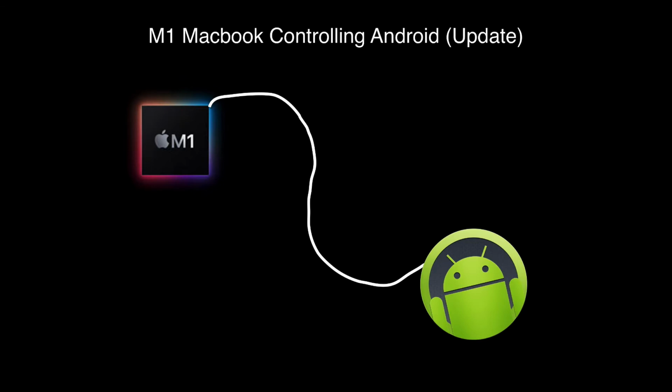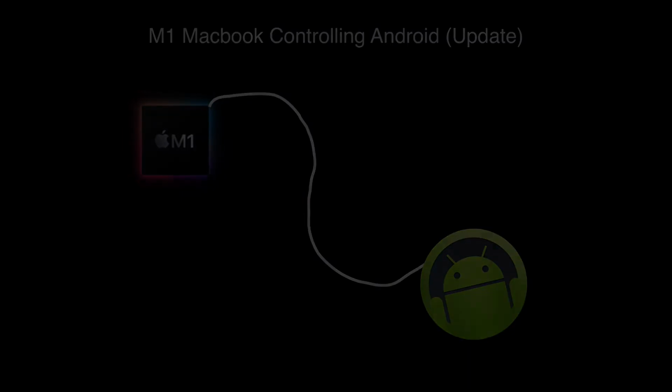Hello YouTube. In this episode, we will show you an updated version of how to control an Android from a Mac. This time we will use a GUI for the scrcpy program. There are some GUIs for it, but last time I checked, only this app you'll see soon is working well on M1 Mac. Let's check it out.